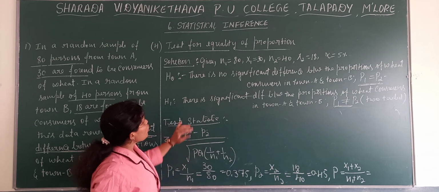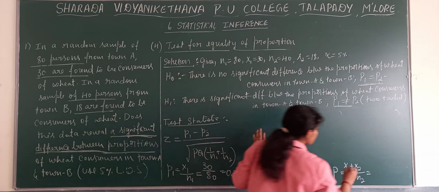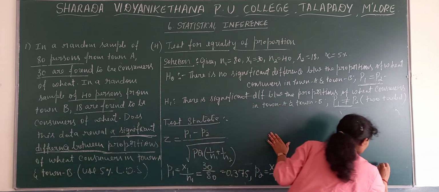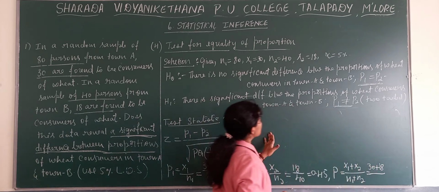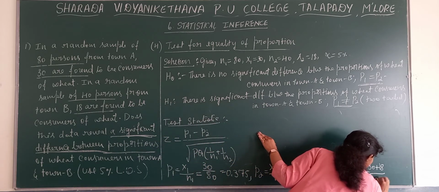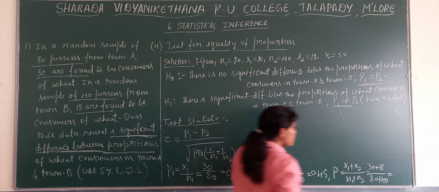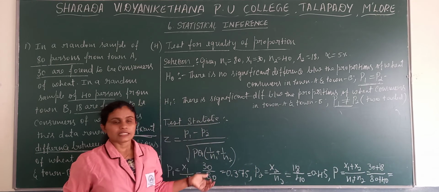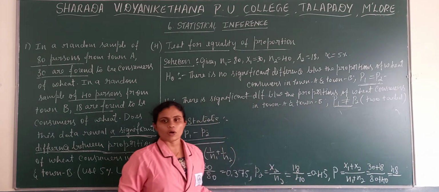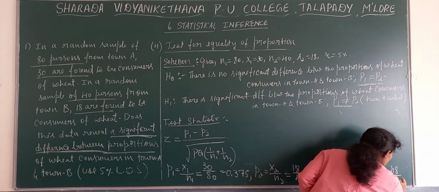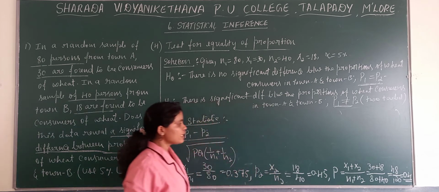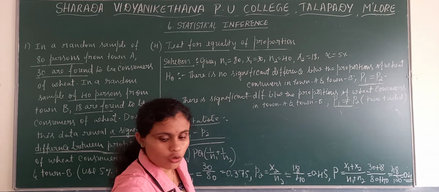Now what is the value of x1 here? x1 is 30 plus x2 is 18, divided by n1 plus n2. n1 is 80, n2 is 40, 80 plus 40. So here 30 plus 18 we get 48 by 120. 48 by 120, and we get value as 0.4. Then we get P value as 0.4.